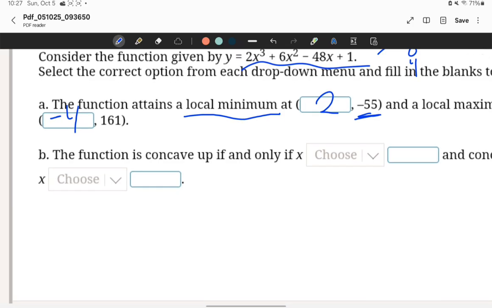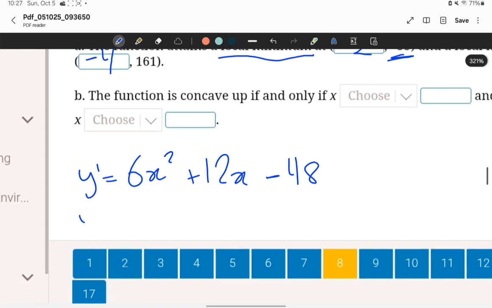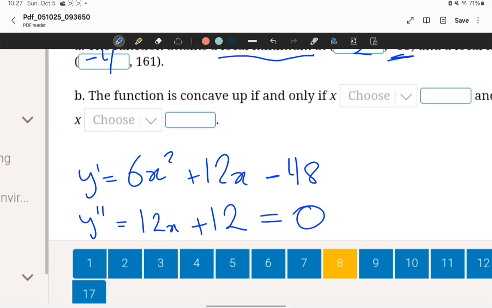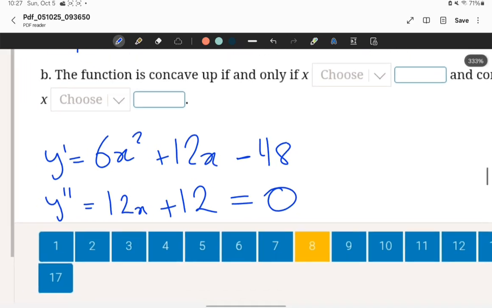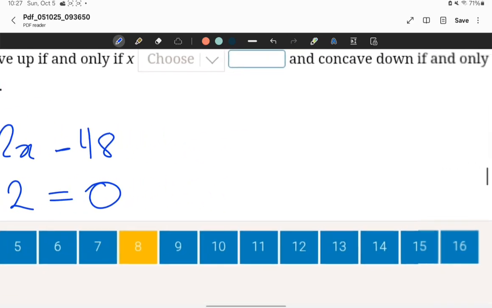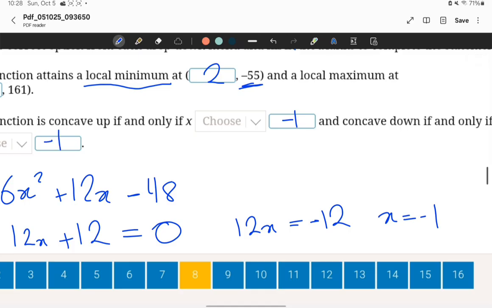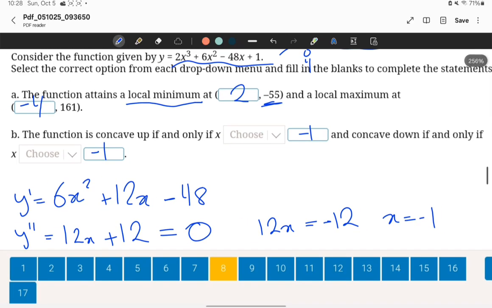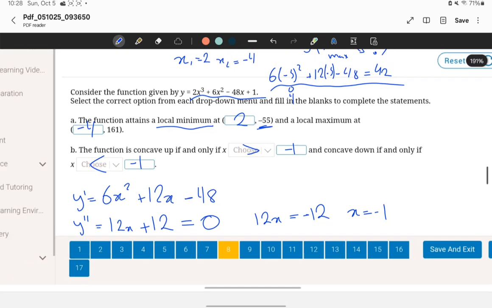So again, we had our y prime is 6x squared plus 12x minus 48. So our y double prime would be 12x plus 12. You're going to equate this to 0 because we have to use the inflection point we did before, right? So 12x plus 12 equals 0. So you get 12x equals minus 12, so x is minus 1. So you put minus 1, and memorize this: concave up is going to be when x is greater, concave down is going to be when x is less.